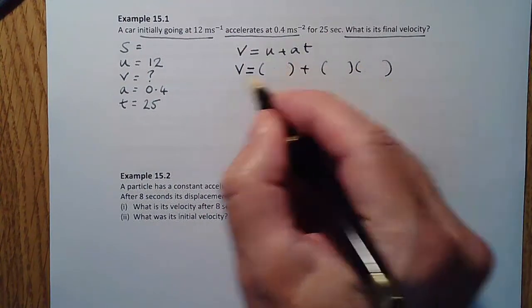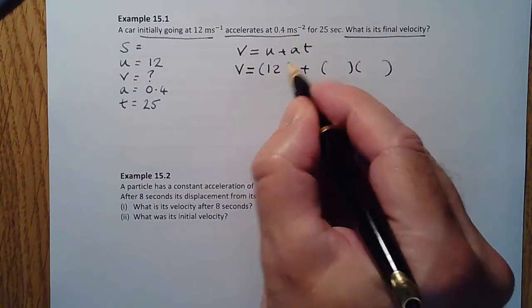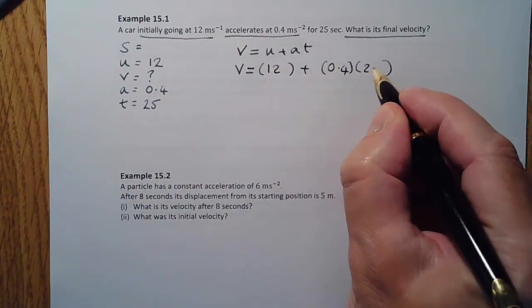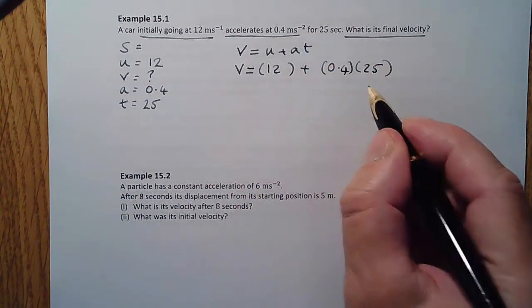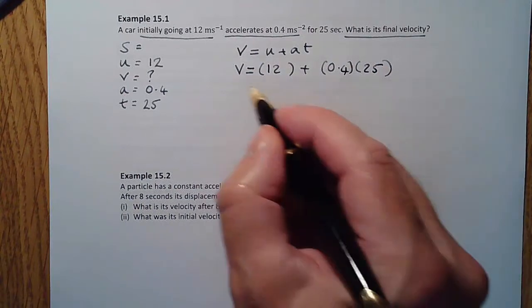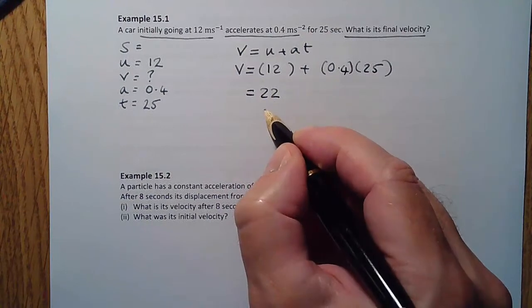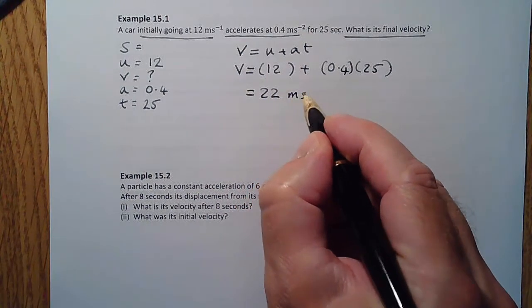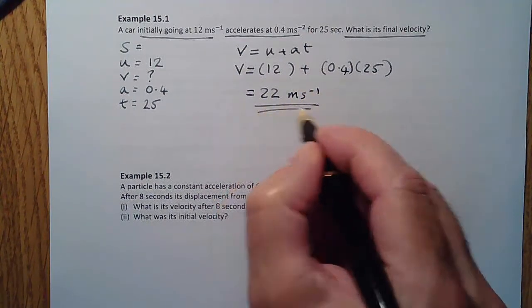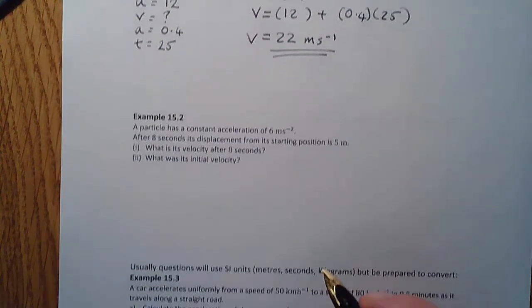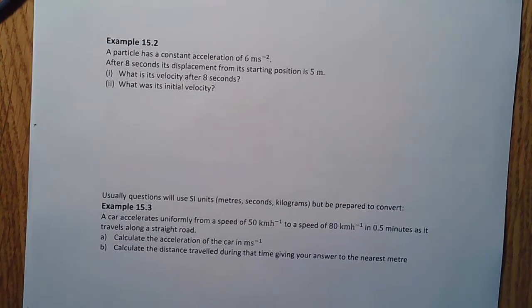So u, we sub in 12, and a, we sub in as 0.4, and t, we sub in as 25. So 12 plus 0.4 times 25 is 10, so that equals 22, but we won't get credit for that because it hasn't got units on. We have to give it its units, meters per second, because it's a velocity. Call that v, and we have terminated properly. That's that one done.